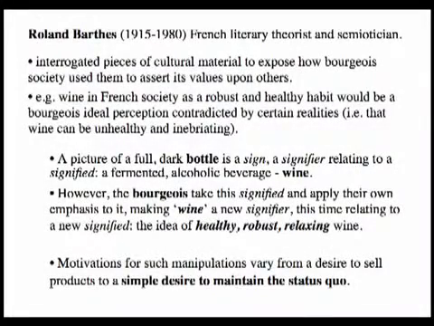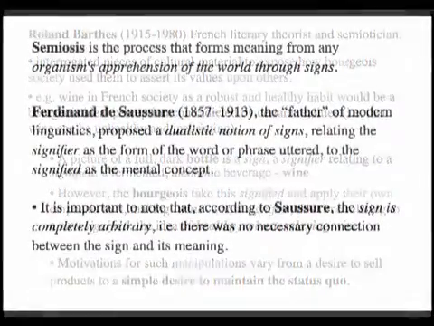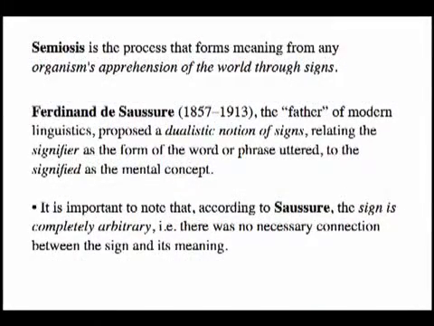The signifier being the bottle. Okay, the signified is the wine, the alcoholic beverage. However, if you take a bourgeois take on this, then you can transform the sign. Okay, so they put their own emphasis on it. So the new signifier becomes wine, which was originally up here, and the new signified is the idea of a healthy, robust, relaxing wine. However, if we consider that there might be a dominant or hegemonic view that takes over this image, that takes over the sign, and applies its own emphasis, okay?